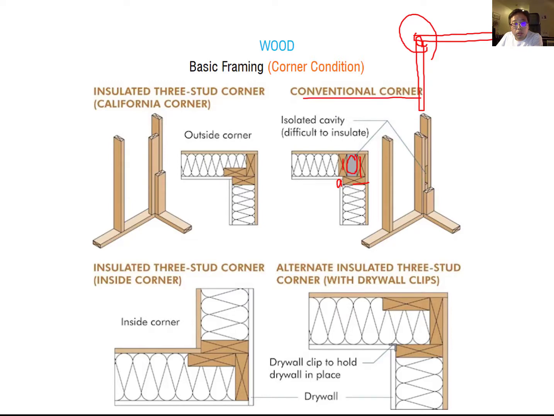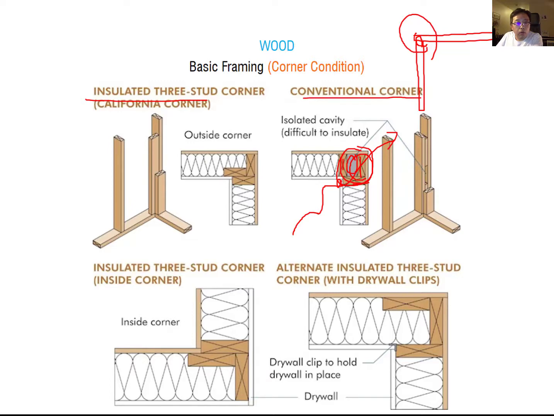This corner condition easily loses heat energy from the inside to the outside, because it doesn't have any protection from the insulation. That's why currently we more consider the California corner. Okay, this California corner is very similar to the conventional corner.